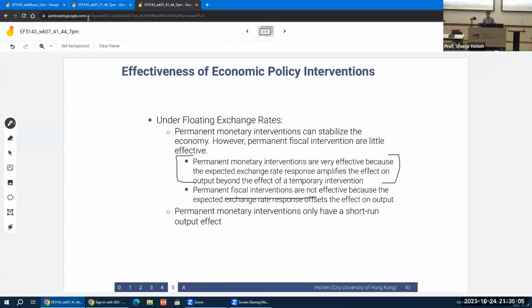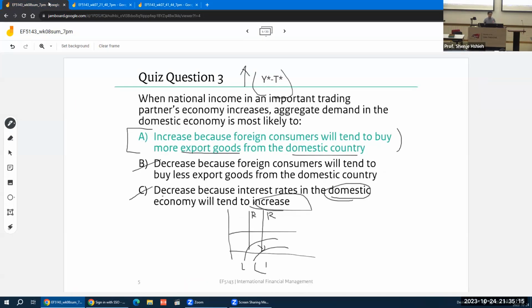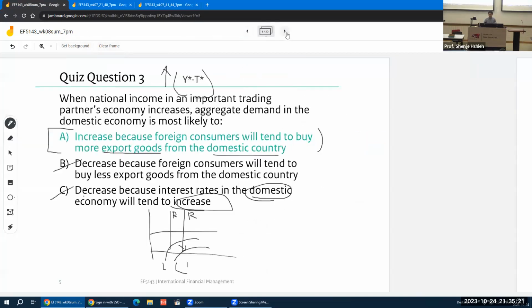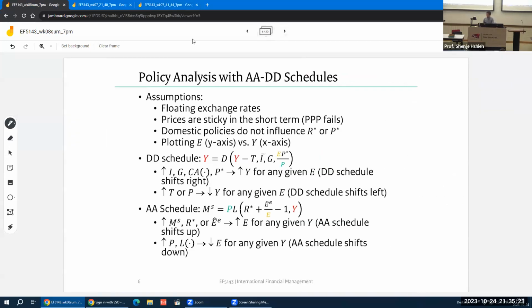Okay, cool. Comments, questions on this set of slides? So I think next week is going to be the final set of slides on exchange rate determination, and then we'll move on to risk management. All right, so let me summarize what we learned today.